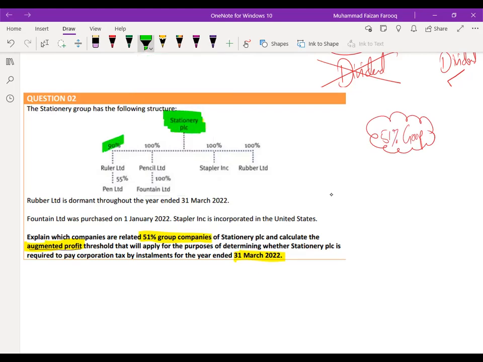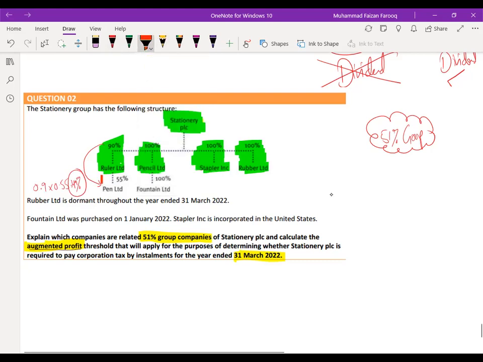What about Ruler? 90%. Fine, fair enough. It's within the group, related companies. What about Pencil? Same. Stapler? Same. Rubber? Same. Now, indirect holding: 0.9 into 0.55. How much? 49.5. So, will you take it or not?